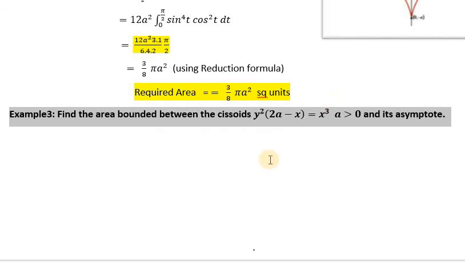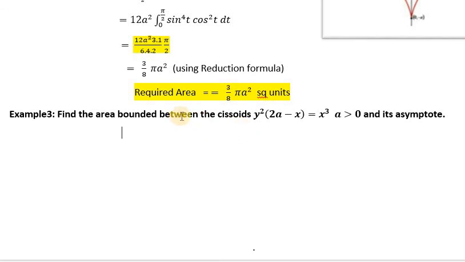Example 3. Find the area bounded by the cissoid y square into 2a minus x is equal to x cube, where a is always positive, and its asymptote. See, here we have to calculate the area enclosed by a cissoid y square into 2a minus x is equal to x cube and its asymptote.